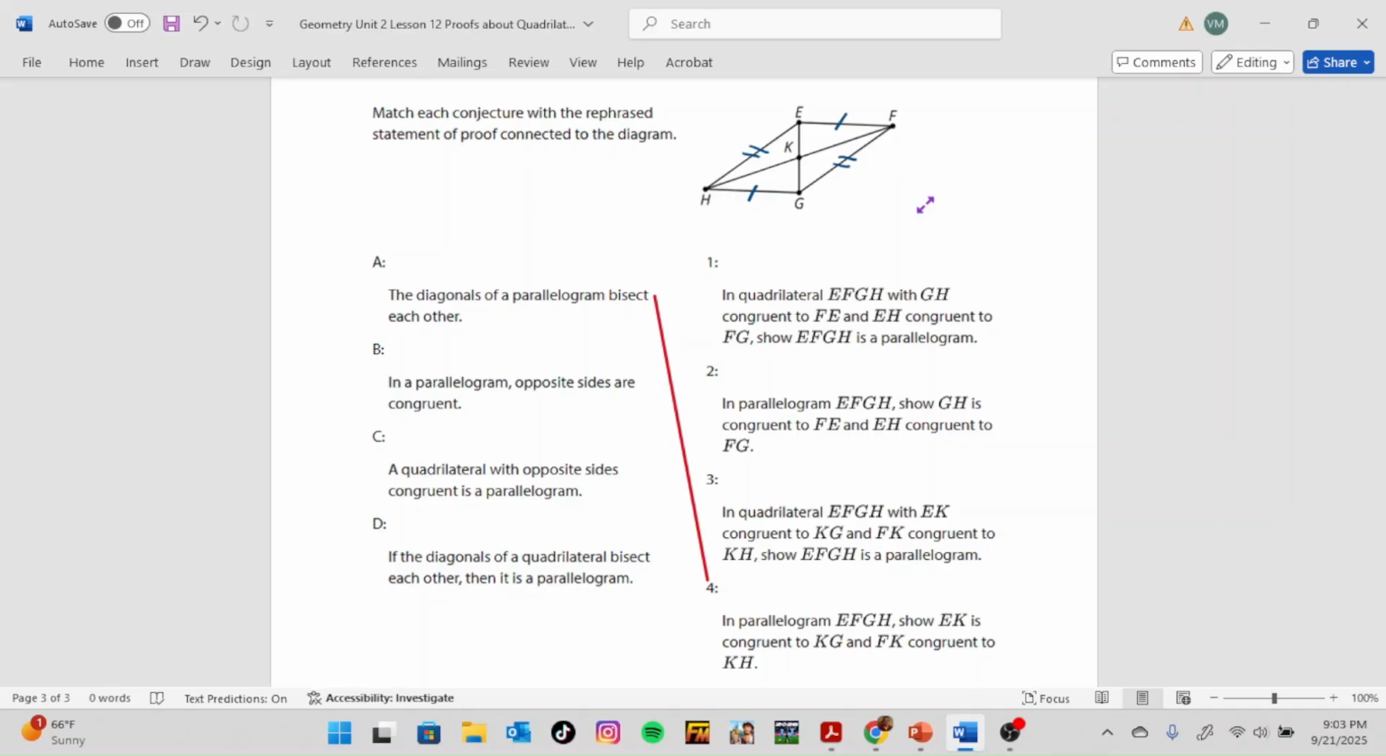But if you look at number 2, in parallelogram EFGH, show GH, the line on the bottom, is congruent to FE, the line on the top, and EH, the line on the left, congruent to FG, the line on the right. That does support B, which says that in a parallelogram, opposite sides are congruent. So B is going to match number 2.